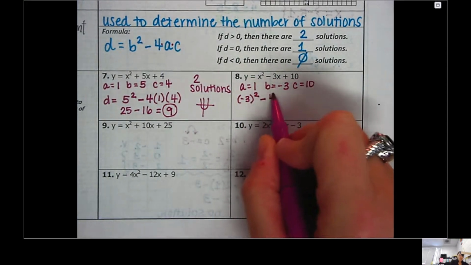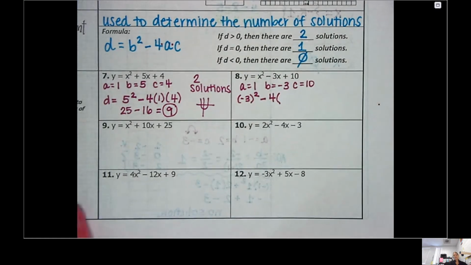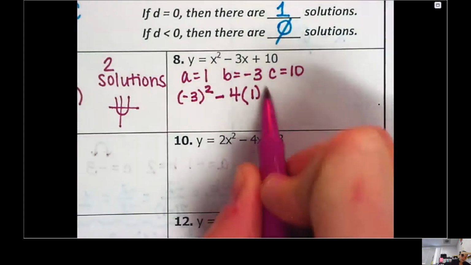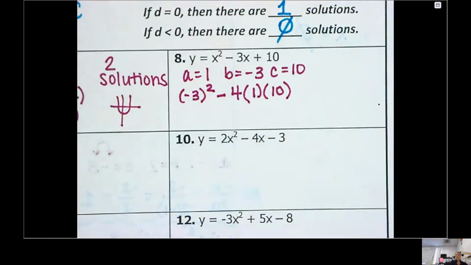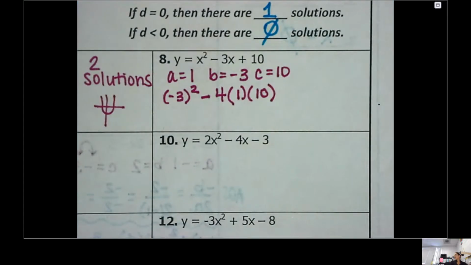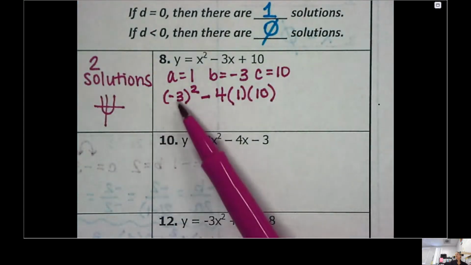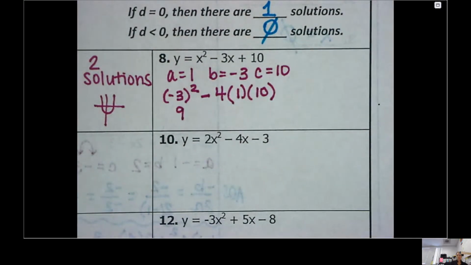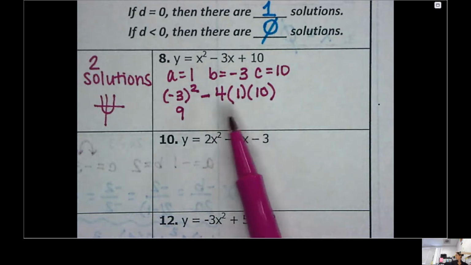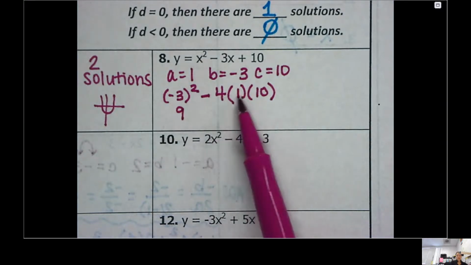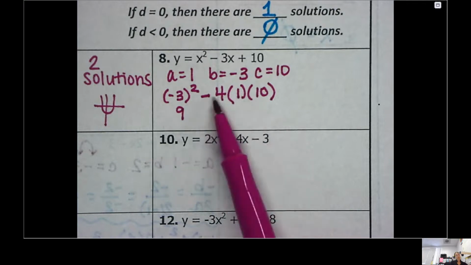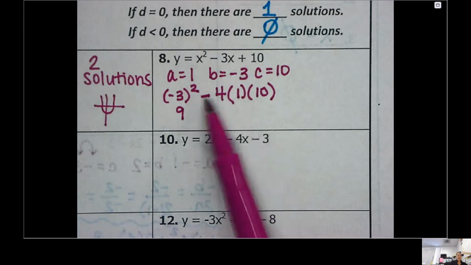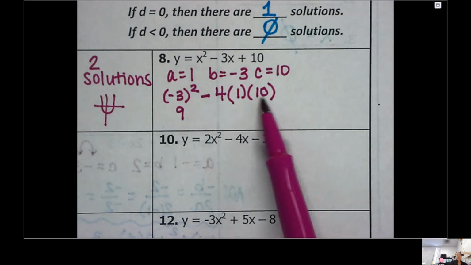minus 4 times A times C. 1 and 10. Good, so you definitely want a calculator. What do I do first? Good, negative 3 squared. That means negative 3 times negative 3. Good, that's 9. Positive 9. And then negative 4 times 10. Well, first do times the 1. Negative 4 times 1 is just negative 4. Then it's negative. And then negative 4 times 10 is negative 40.